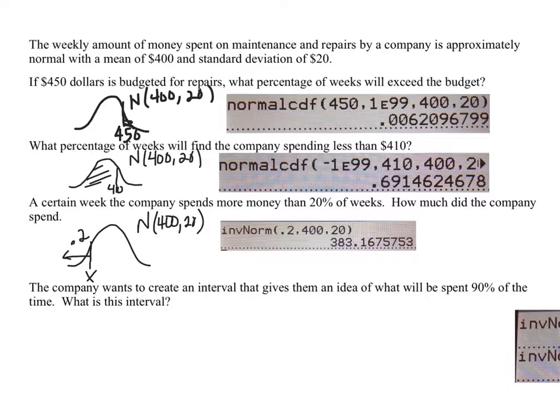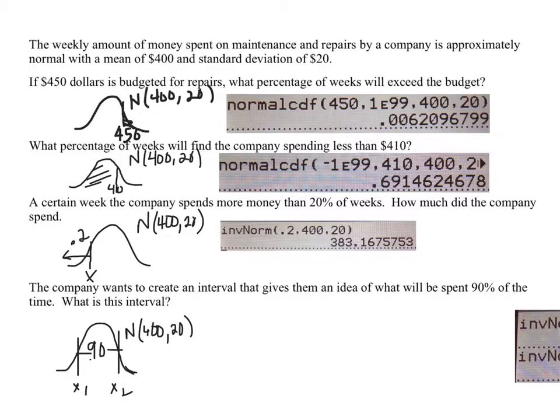Finally, the company wants to create an interval that gives them an idea of what will be spent 90% of the time. All right, so let's draw this. Again, normal, 400, 20. So what we want to do is figure out what values, I'm going to just label them X1 and X2 here, would encapsulate 90% or a proportion of 0.9 inside.